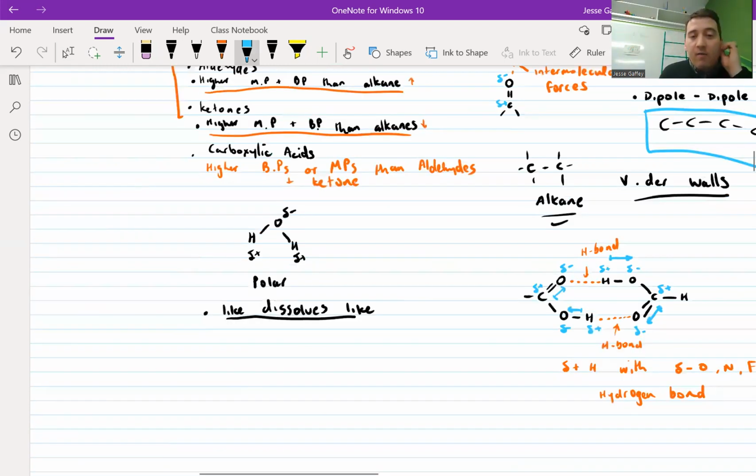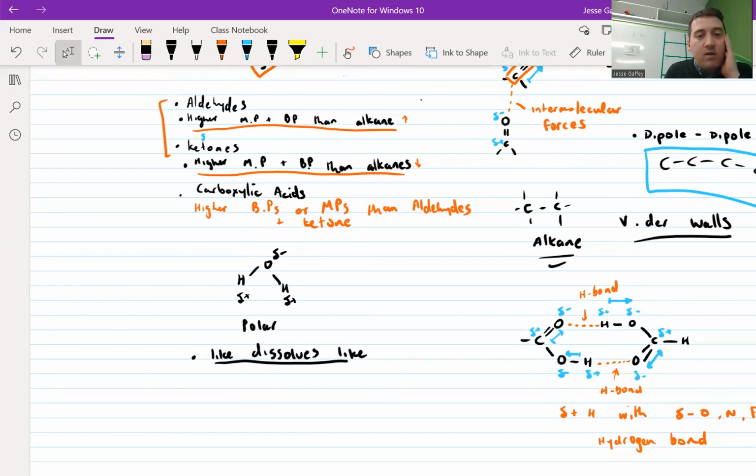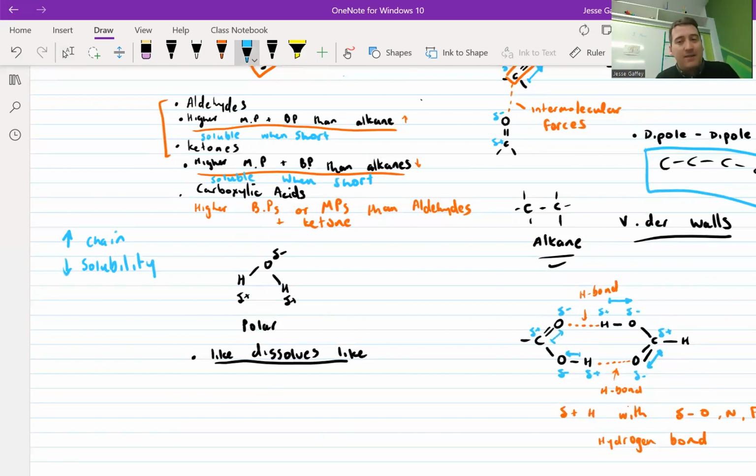All right, so basically what's going to occur here is that short-chained aldehydes and ketones will be soluble. Soluble when short. And the same here, soluble when short. But as we make the chains longer, the non-polar part kind of overshadows the polar bit and stops it being polar. So the longer the chain length, the lower the solubility. That's the relationship here. And the reason is that the non-polar bit kind of cancels out the polar part of the molecule. Shorter chain, higher solubility.